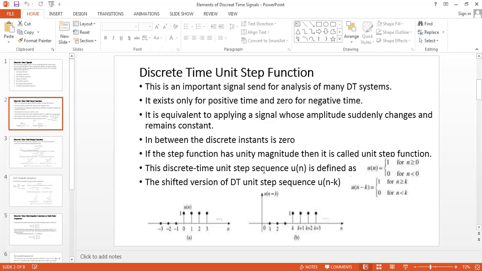This discrete time signal is denoted as U of n, and if there is a time shift, then it is defined as U of n minus k. So the function U of n is equal to 1 for n greater than or equal to 0, where n is 0, 1, 2, 3, 4. For n lesser than 0, it is 0. If it is a shifted version, U of n minus k, then it is 1 for n greater than or equal to k, or 0 for n lesser than k.